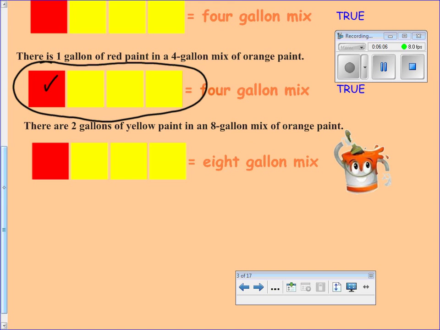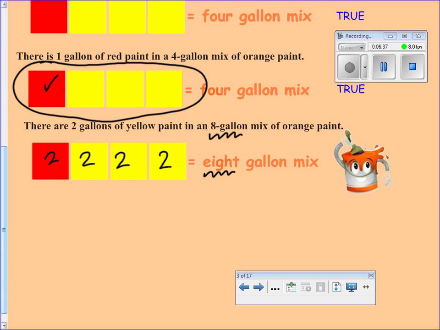There are 2 gallons of yellow paint in an 8-gallon mix of orange paint. So now we're looking at 8 gallons. If this is a total of 8, what would my constant be in this tape diagram? What would each box have to be worth to make a total of 8 gallons? 2. So my constant would have to be 2. So I have 2 red, then I have 2, 4, 6 yellow.